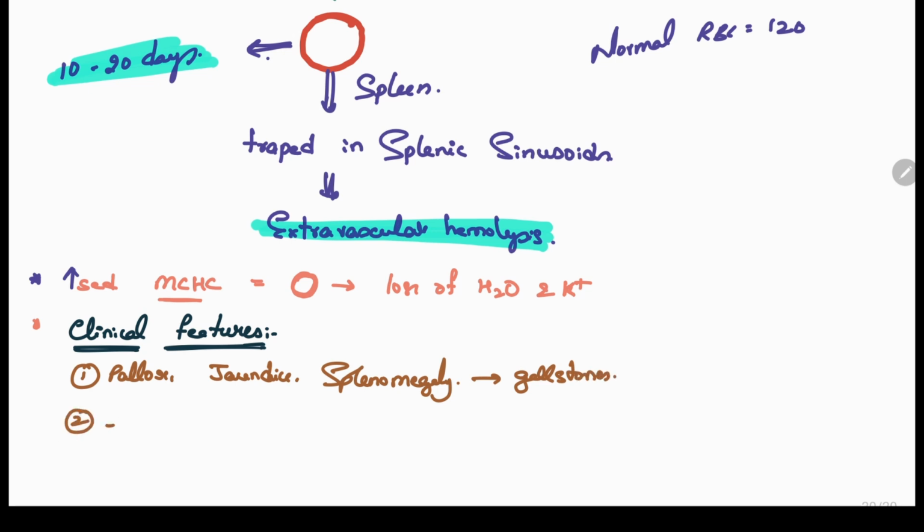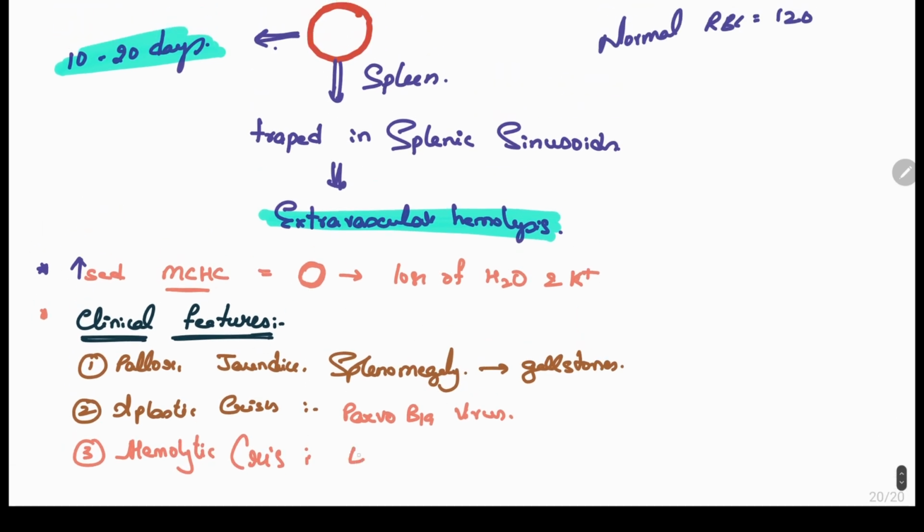And next one is, you can also observe aplastic crisis due to or because of parvovirus B19. And you may also observe hemolytic crisis. So this is because of Epstein-Barr virus. Okay, so these are the important clinical features that you must remember.